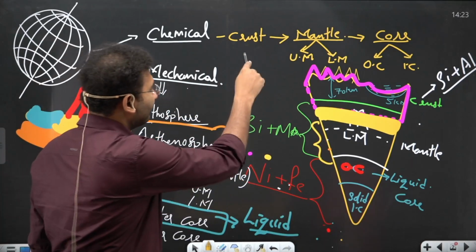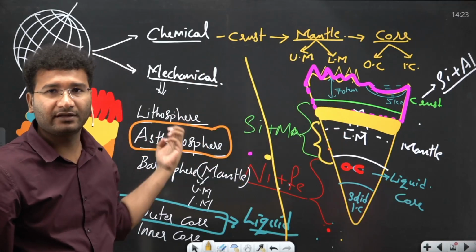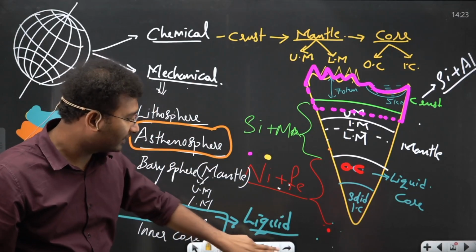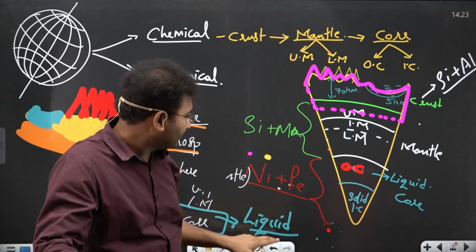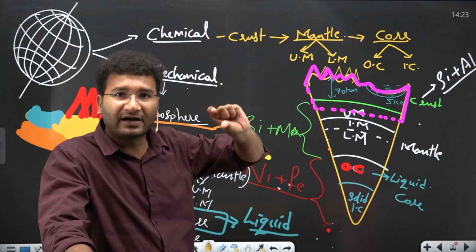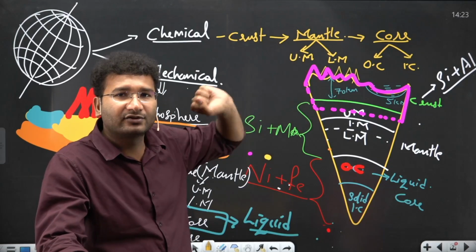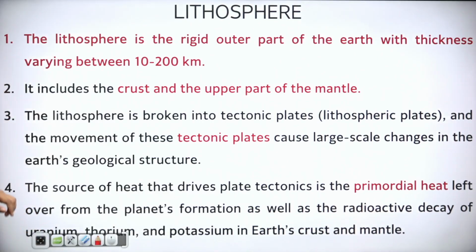That means we have divided the chemical composition with that of the mechanical composition. And let me repeat this again. What is a lithosphere? Lithosphere means crust plus upper part of the upper mantle. That means the upper mantle, this becomes the lithosphere. Next, see, the density of this lithosphere is comparatively less, and this entire lithosphere is made up of plates.